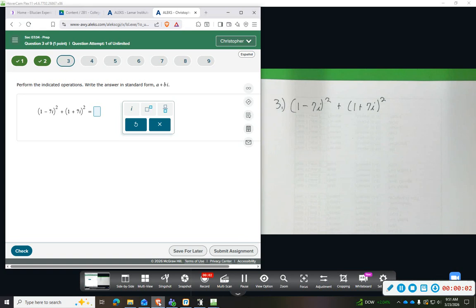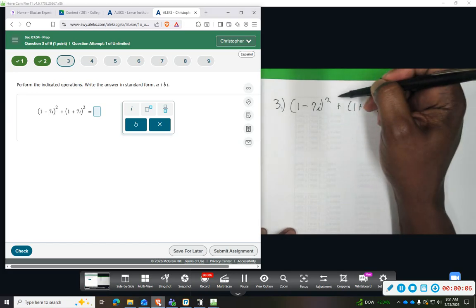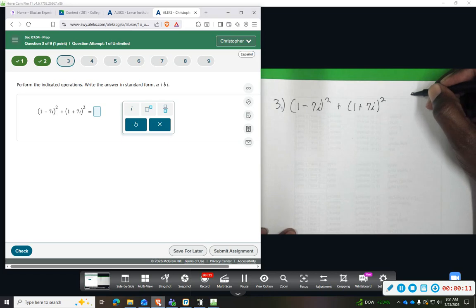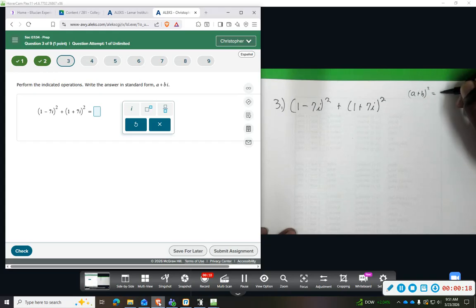All right, number 3, we just want to perform the operation and write it in standard form. There is a shortcut when you square a binomial. I'll just remind you of it. If we have a plus b or a minus b, it doesn't matter. You square the first term, you get a squared. Double the product of the two terms in the middle, you'll get plus 2ab, and then square the last term.